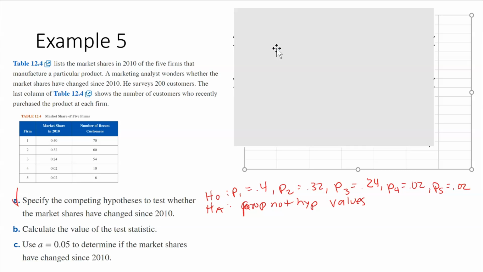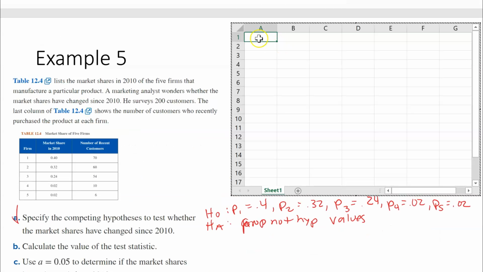B, calculate the value of the test statistic. So we're going to go into Excel. And we are going to do O minus E, squared, O minus E squared divided by E. And remember that the sum of that is going to be our test statistic, the sum of that column here.